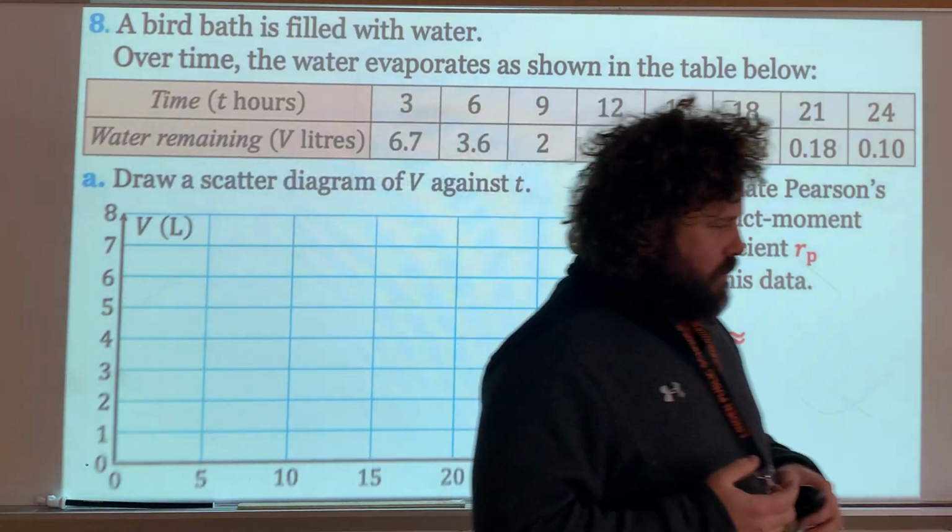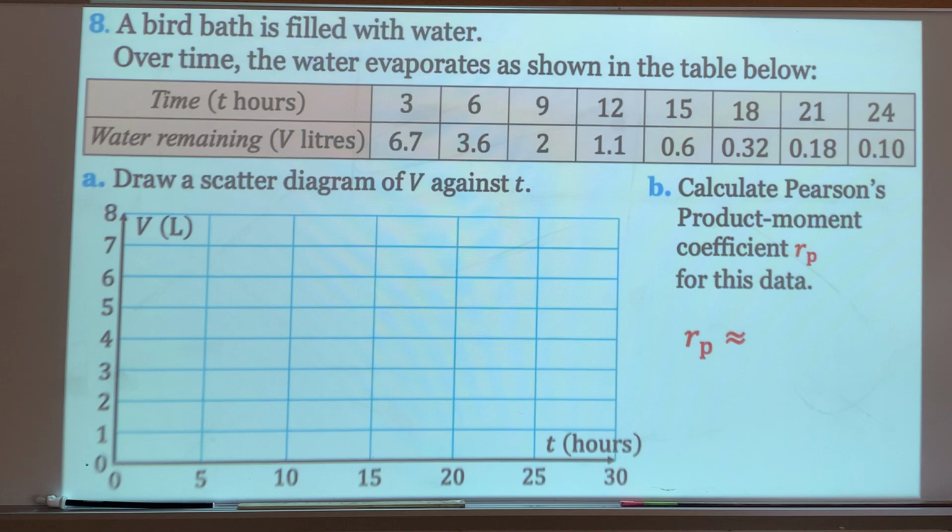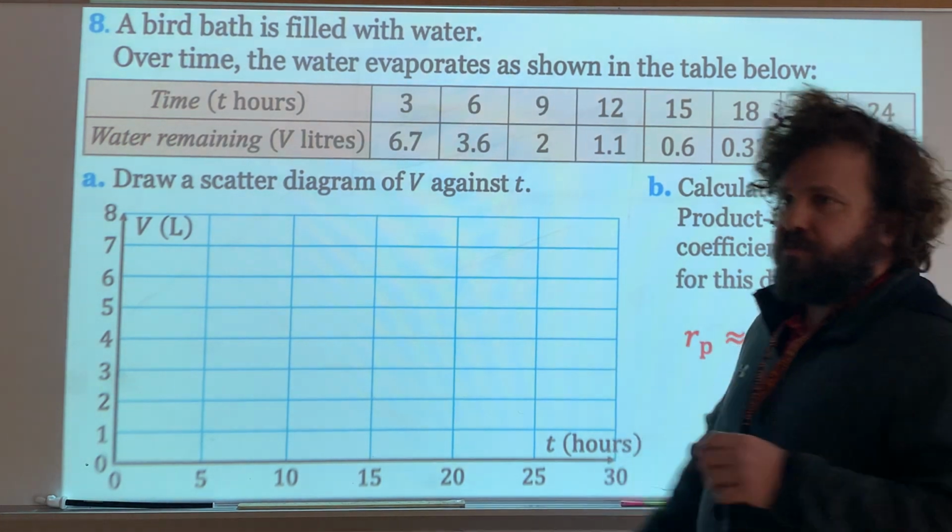Last one. And then we're going to chapter 5. A bird bath is filled with water. Over time, the water evaporates as shown in the table below. Draw our last standard diagram.